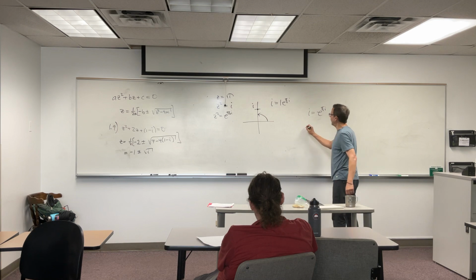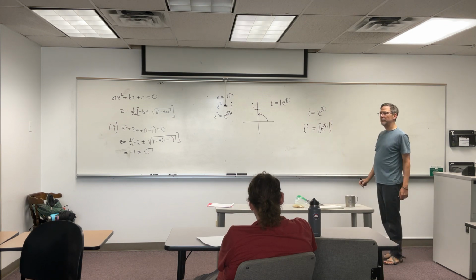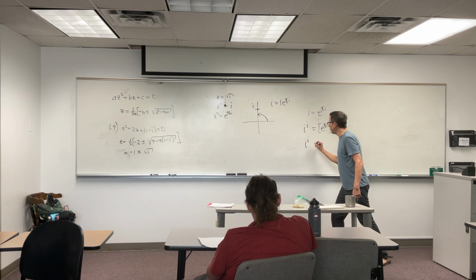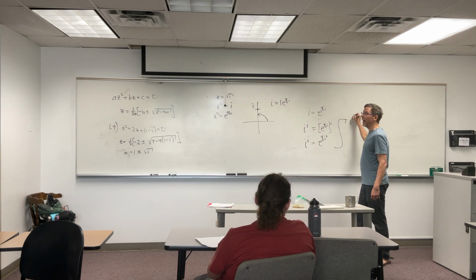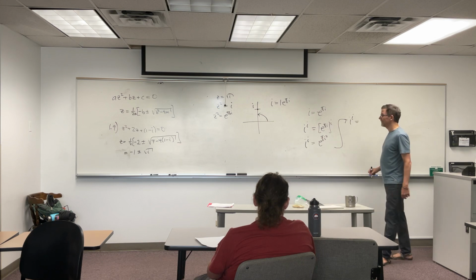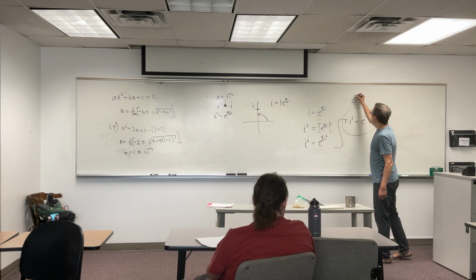I'm going to raise both sides to the ith power, whatever that means. What do you do with exponents when you do this? Do you add them or multiply them? Multiply. So i to the ith power is e to the pi over 2 i, squared. i to the i is what? e to the negative pi over 2. It's a real number. And it involves e and pi.